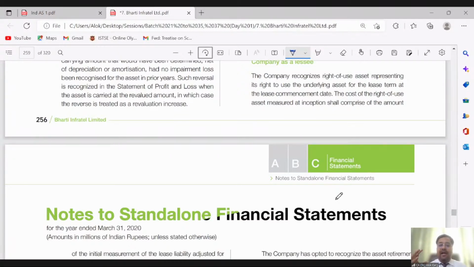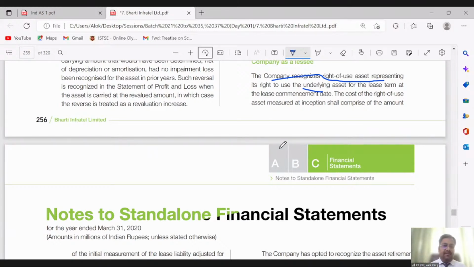Friends, in IFRS and Ind AS, you have to recognize a right of use asset and a lease obligation for all the leases in the balance sheet, for all the leases in the company, right? So for calculating a right of use asset, you have to estimate the future cash flows. You have to estimate the discount rate.